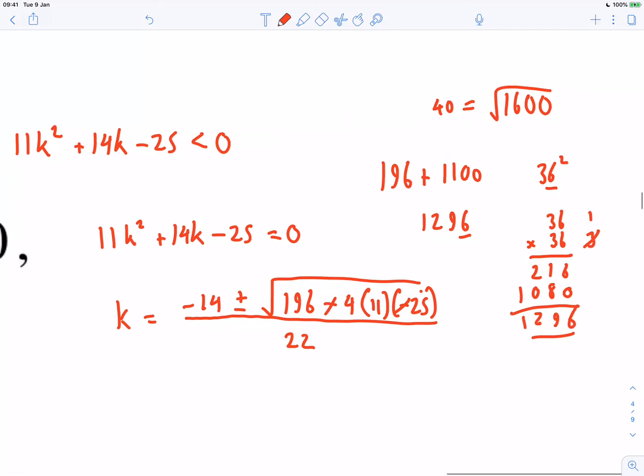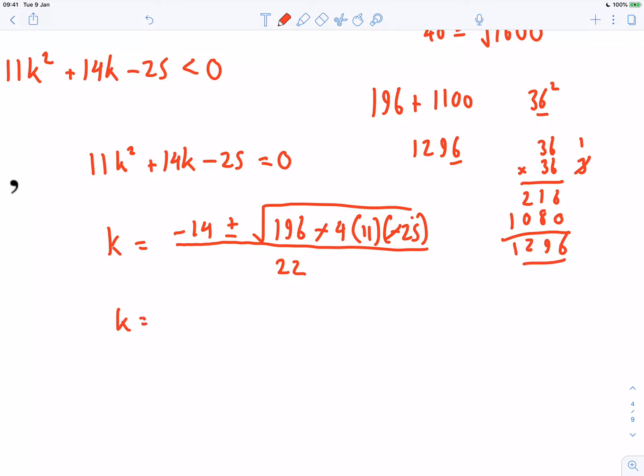Aha! So, in actual fact, k is minus 14 plus or minus the square root of 1296, which is 36, all over 22. So what's that going to be? Minus 14 plus 36. Well, that's 36 minus 14, which is 22. So k looks like it's going to be 1. Or minus 14 minus 36 is minus 50 over 22, which is minus 25 over 11.